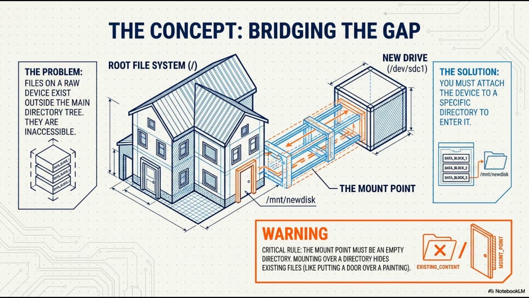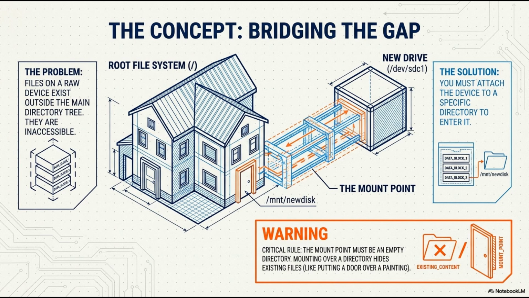Exactly. The files on that raw device, let's call it /dev/sdc1 for now, are totally invisible to the directory tree inside that house. You can't walk into the box because it isn't attached to the structure. And that's where mounting comes in. The slide literally shows a bridge being built between the house and the box. Mounting is just the word for attaching that floating box to a specific room inside your house. You pick a directory, say /mnt/newdisk, and you tell the system, okay, when I walk through this specific door, I want to magically be inside that hard drive.